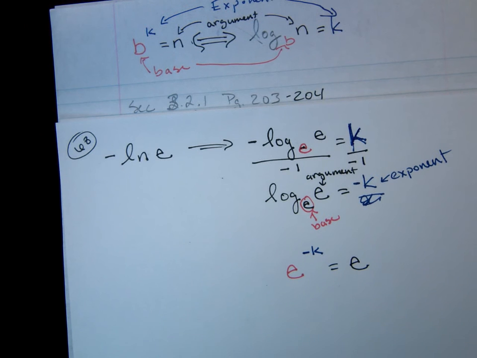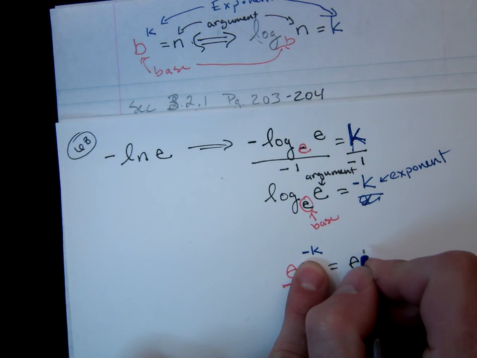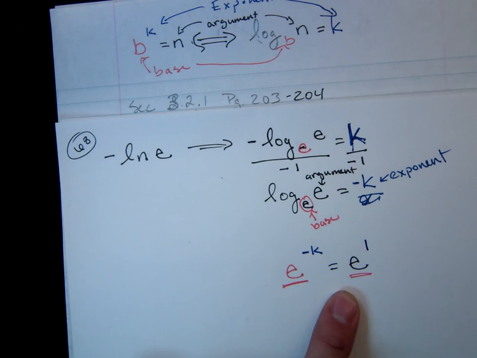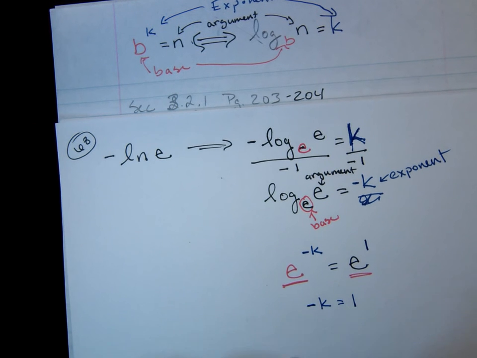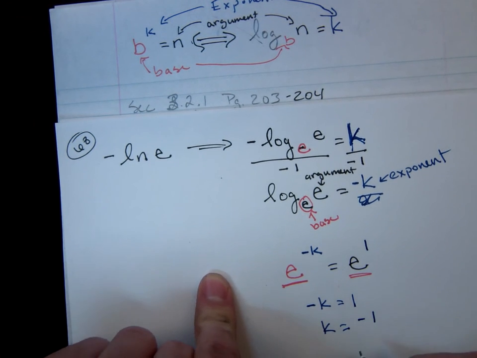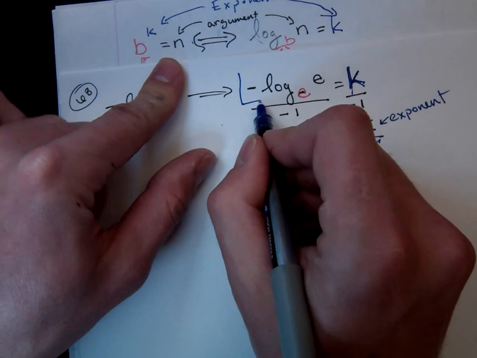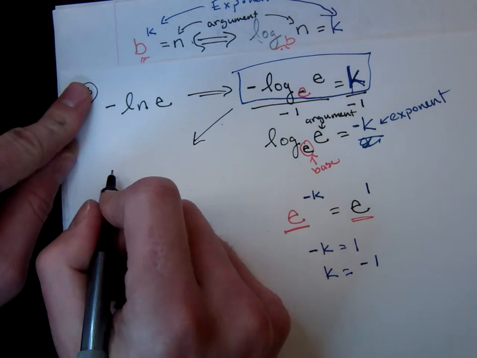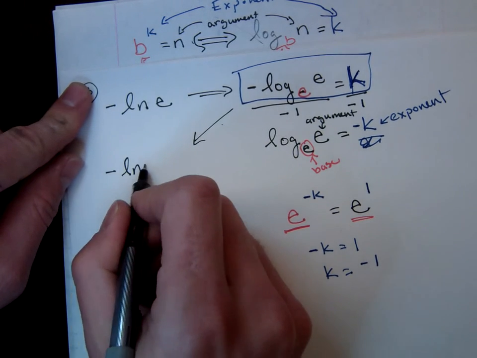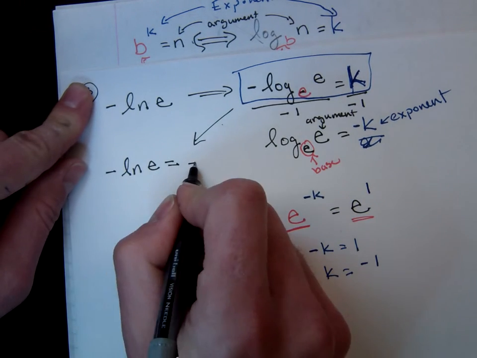Now, we've seen before that when we have the same base, the only way for the two expressions to be equal is if they also have the same exponent. Now, this is e to the first power, so these will be equal when negative k is equal to 1, or when k is equal to negative 1. Now, if I plug this back into the original equation, what I find is that negative natural log of e is equal to k, which we found to be negative 1.